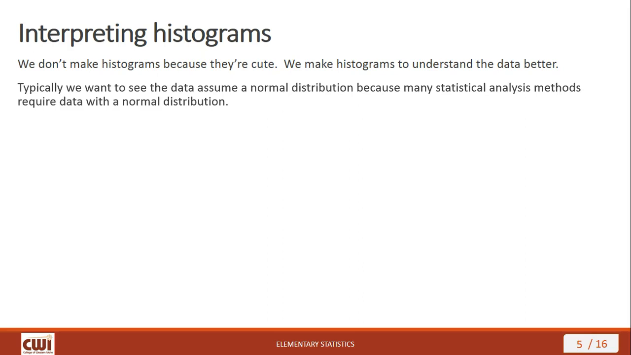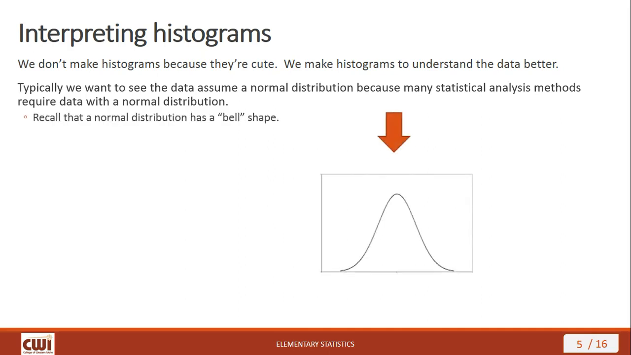Typically, we want to see a data set that assumes a normal distribution. And the reason for that is that many of the statistical analysis methods that we'll get into later in the course have an assumption that the data you're going to apply those methods to are normally distributed. We want that assumption to hold true so that we can use these methodologies. And that's why we often look for normally distributed data when we're doing statistical analyses.